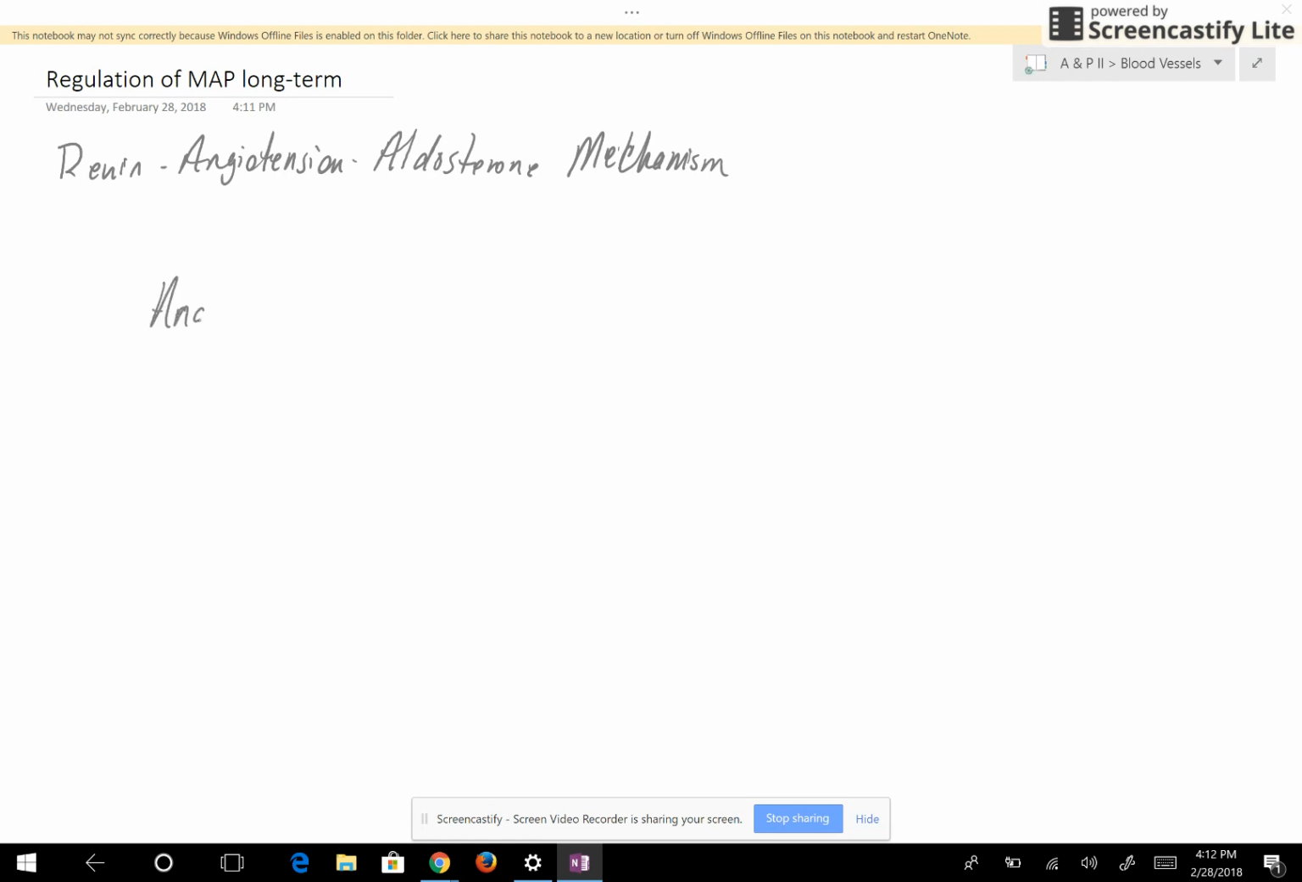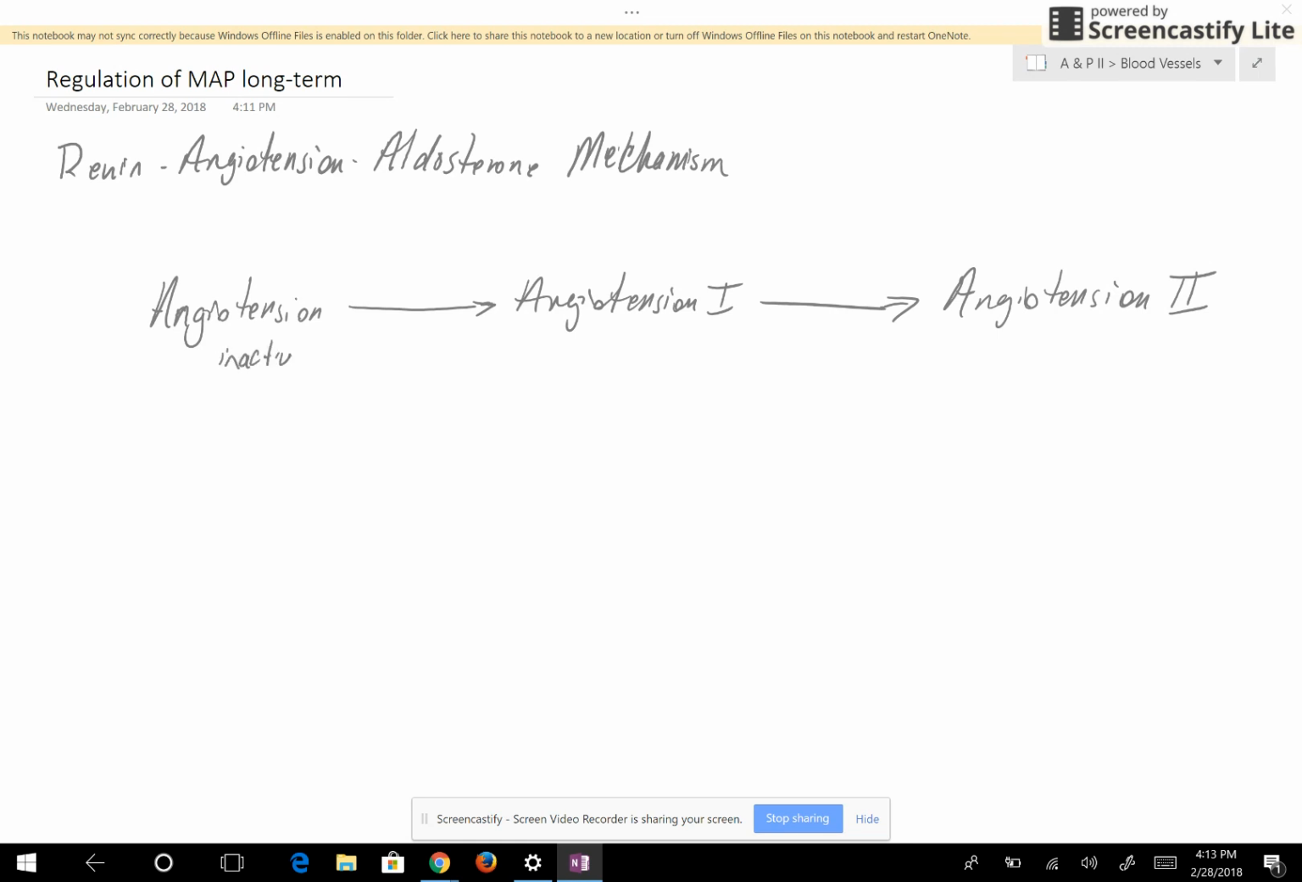We have angiotensin. It will be converted to angiotensin 1, which is converted to angiotensin 2. Okay, both angiotensin and angiotensin 1 are inactive, but they're converted eventually to angiotensin 2. Angiotensin 2, though, is active.